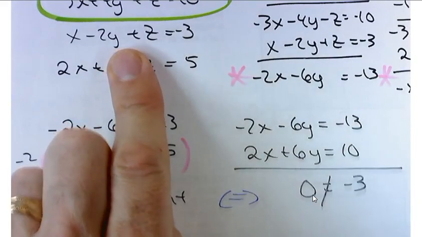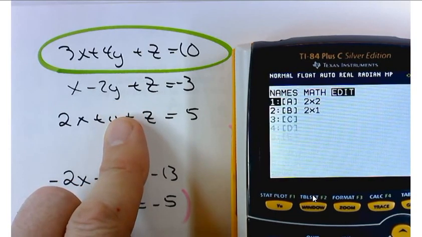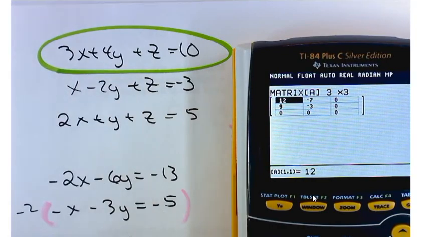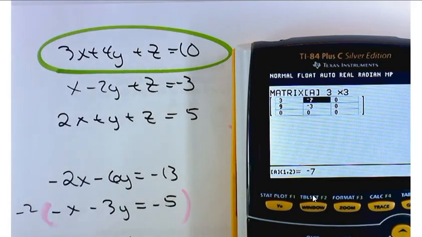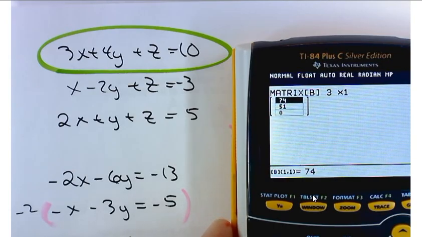I need to type in matrix A. Maybe you can help me with matrix A. So matrix A, first of all, it's going to be a 3 by 3. Can anyone tell me the coefficients there? 3, 4, 1. Good. 1, -2, 1, 2, 1, and 1. Thank you, ladies. So I'll quit out of there. And then I need to enter matrix B, which is going to be a 3 by 1, which is going to be 10, -3, and 5.